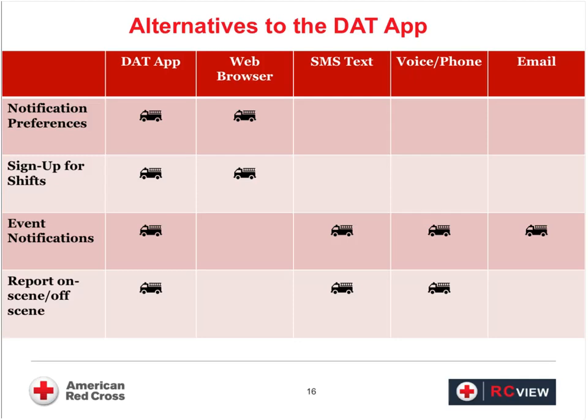Now, we know that some responders don't have smartphones or are often in areas of poor connectivity, so we wanted to make you aware that there are alternatives to using the DAT app. So if they don't have the mobile application, they are able to use a web browser version of the application in order to set their notification preferences, as well as sign up for shifts. They are able to receive event notifications through SMS text, voice, or email. And they're also able to report when they are on or off scene using SMS text or voice.